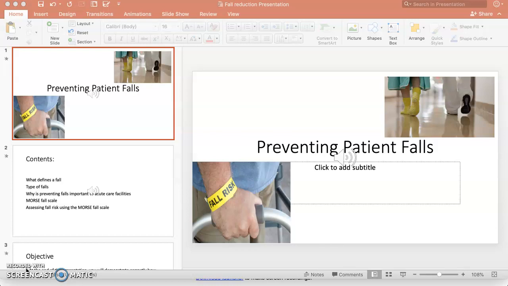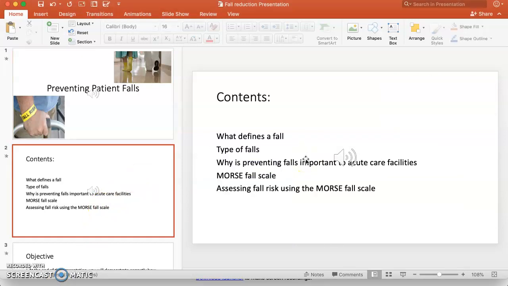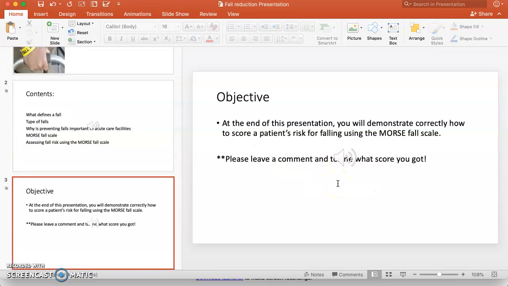So let's get started. In this presentation, I'm going to define what a fall is, the types of falls identified in literature, and why preventing falls is important in acute care facilities. We're going to go over the Morse fall scale and assessing fall risk using the Morse fall scale. The objective is that at the end of this presentation, you will demonstrate correctly how to score a patient's risk for falling using the Morse fall scale.